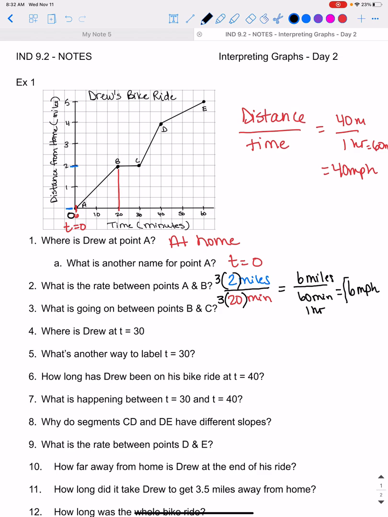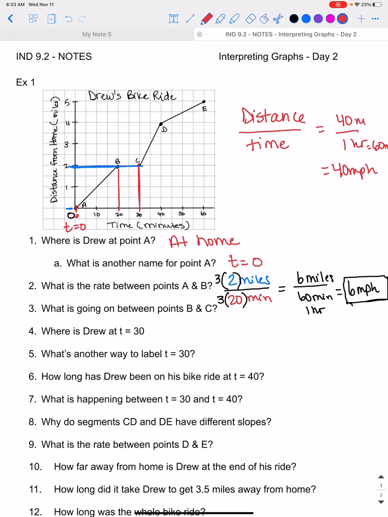Okay? And again, you've got to really watch it when your graph is given to you in minutes. You have to convert that to hours. All right, so next we have what is going on between point B and C. Well, let's look at B and C. At point B we're at 2, and at point C we're also at 2. So our distance did not change, and our time between B and C is between 20 minutes and 30 minutes.